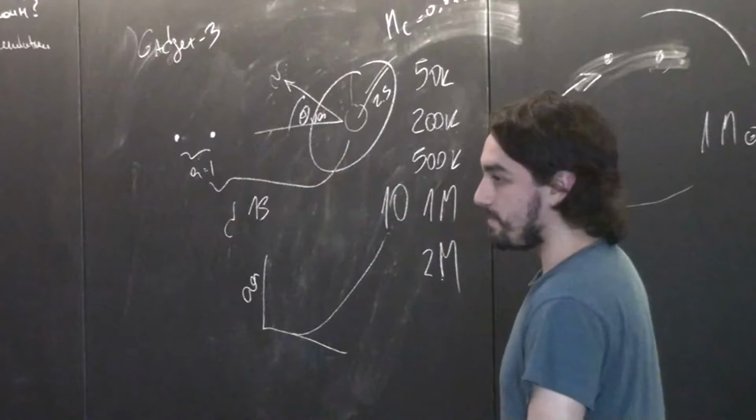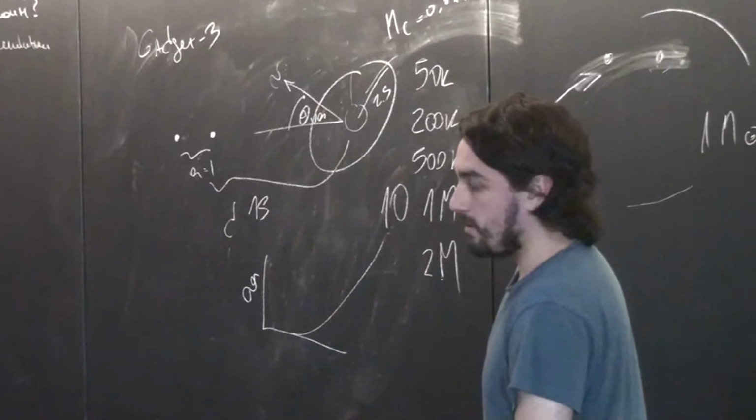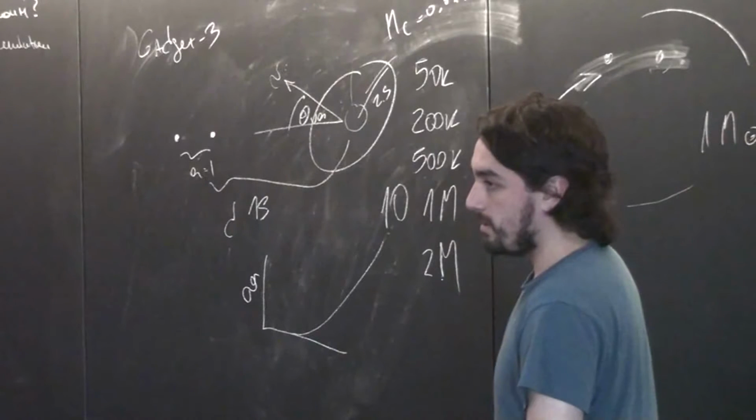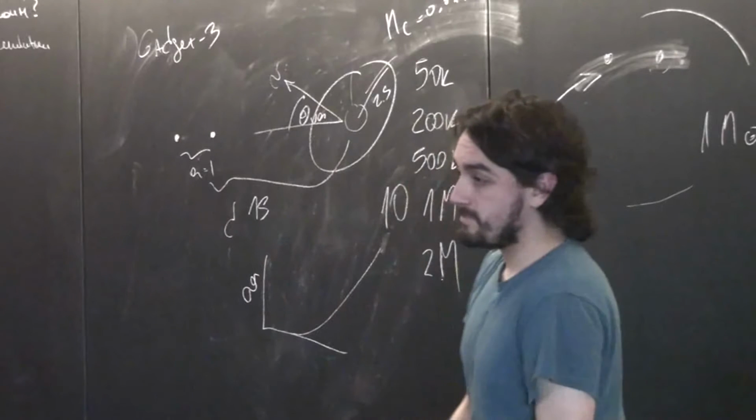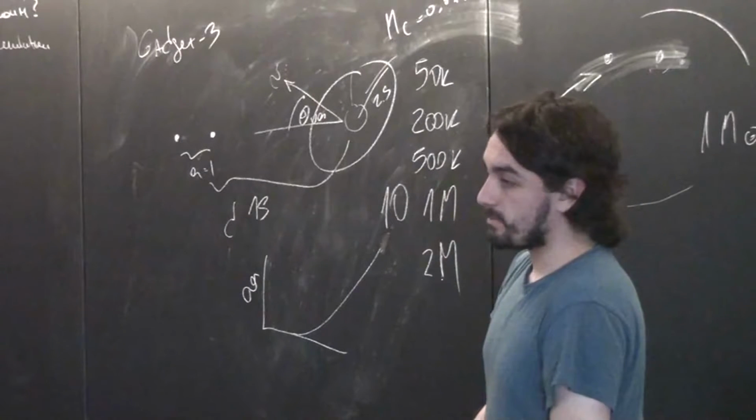You don't have linear momentum conservation? Because this is the central mass of the binary, or the whole system including? This was the central mass of the binary. So it's something that certainly makes sense.